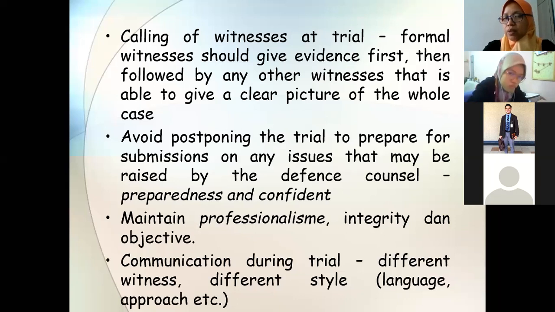Maintain professionalism, integrity and objectivity. Professional, as before. Integrity, be honest. And be objective.